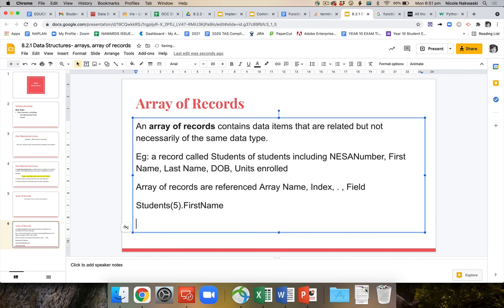And I could do this for everyone in the class, but say Christian was the 8th person. Students, brackets 8, and I wanted to find Christian's units enrolled. I would go units. Okay, again, I would probably not have spaces between these things because we learnt about spaces and how they're bad. Units enrolled.